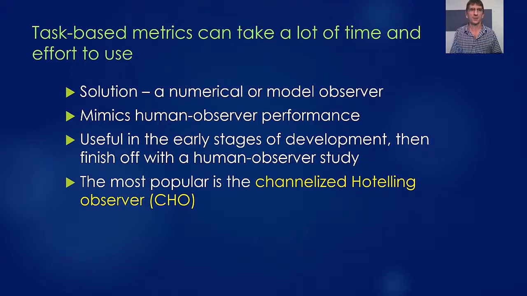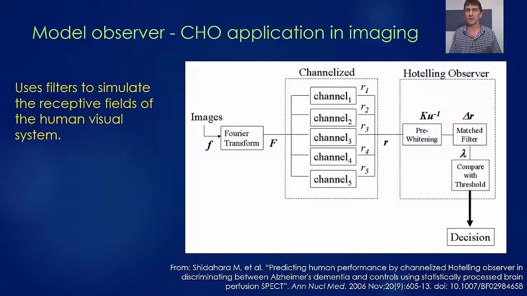This process, or this observer, mimics the overall human observer performance. And the idea is that you could use this at the early stages of development and then top it off, finish it off later on with a human observer study just to make sure you have got the final result that you should have. The most popular of these is the channelized Hotelling observer. And it's just simply a series of filters which are designed to simulate the receptive fields of the human visual system and combining it all into one of the observer models.